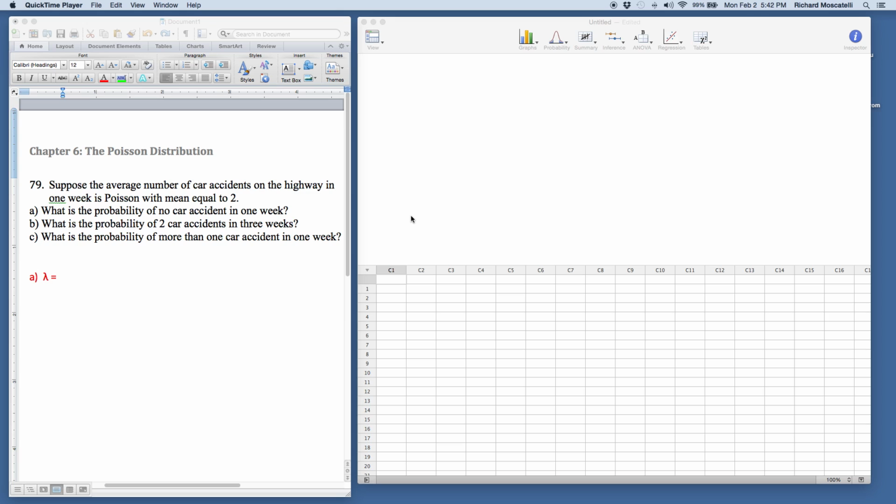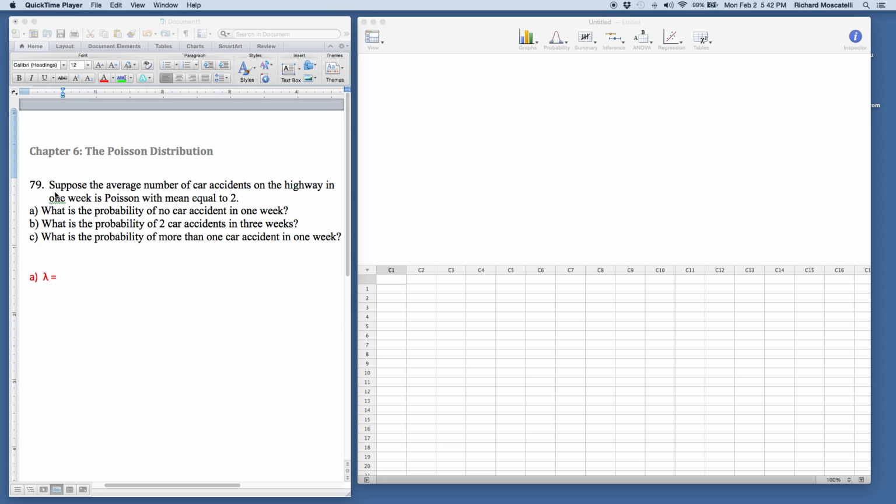Alright, so today I'm going to show you how to use the Minitab Express software to calculate Poisson distribution probabilities. So what I've done is I've chosen this question out of our textbook, which is number 79 in Chapter 6, dealing with the number of car accidents that occur on a stretch of a highway.